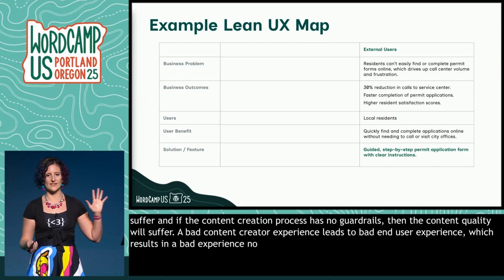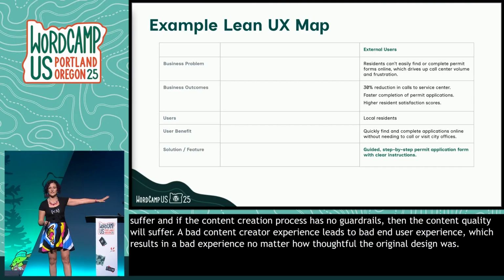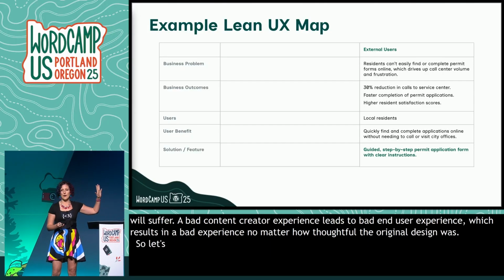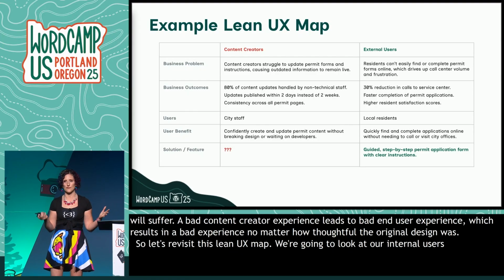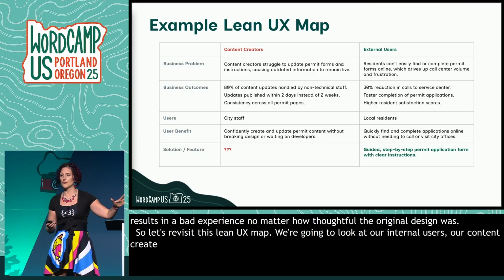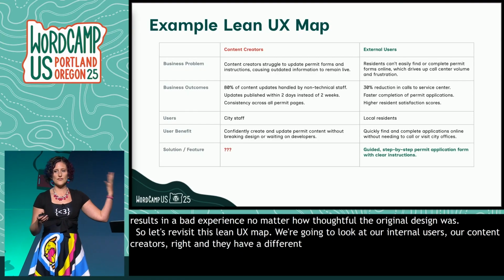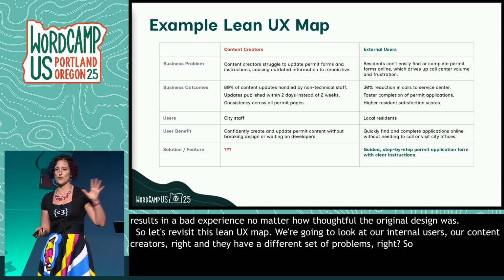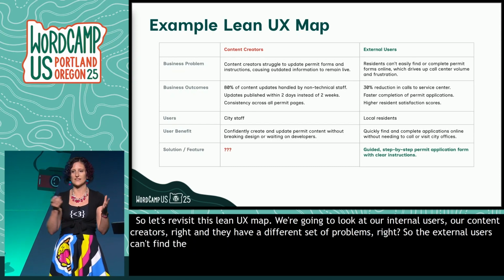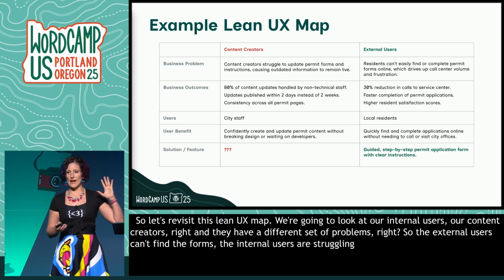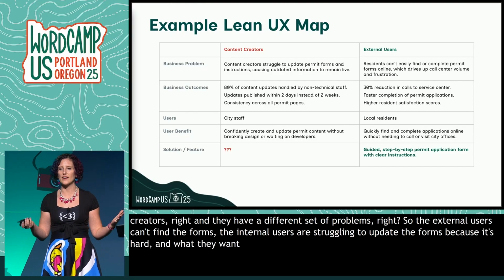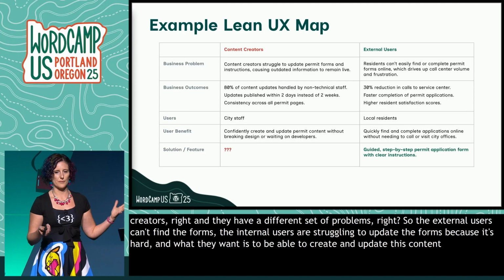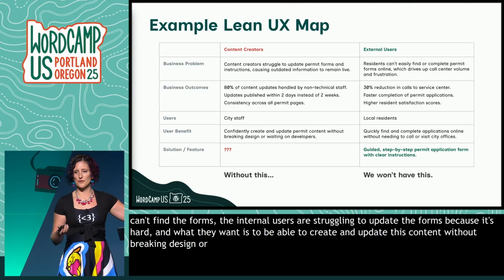So let's revisit this Lean UX map, with the external users now on one side. We're going to look at our internal users, our content creators, and they have a different set of problems. The external users can't find the forms. The internal users, the content creators, are struggling to update the forms because it's hard. What they want is to be able to create and update this content without breaking design or waiting on developers. So what solution are we supposed to build here?